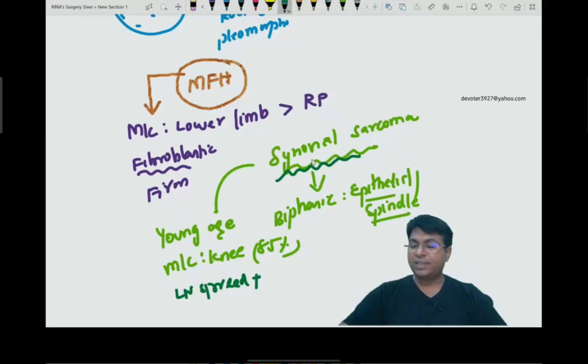So these are the various other sarcomas. Just have a few basic points about each. I have told you about rhabdomyosarcoma. Please don't forget, rhabdomyosarcoma is very important. The most common type is the embryonal type, and the most common site is the parameningeal site. Please don't forget this.